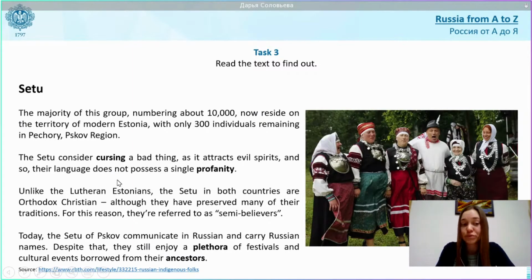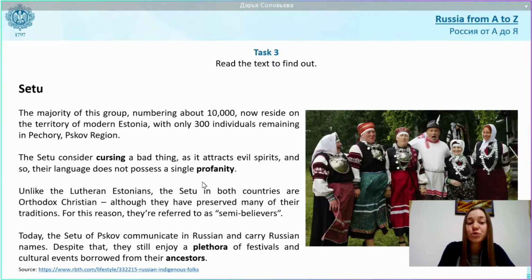And their language does not possess a single profanity. Possess means have. It does not have a single profanity, which is богохульство или сквернословие. We can say that it's showing no respect for God or a religion, especially through your language.